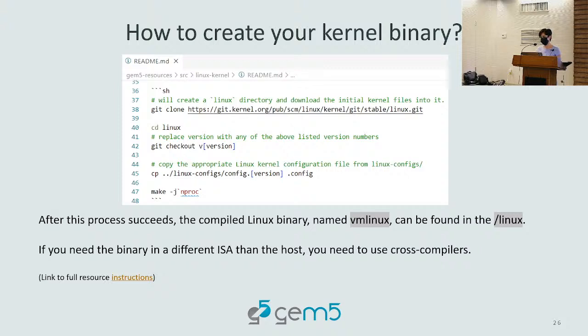If you want to use your x86 machine to compile a kernel binary for, let's say, ARM, again, a reminder that you need to use cross compilers. Okay, so we're not going to do any example here. This is just for your information, to know that if you wanted in the future to compile your own kernel, this is how you should do it, and it's available in gem5 resources.